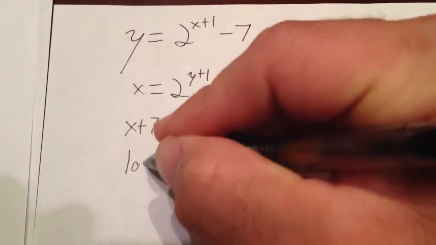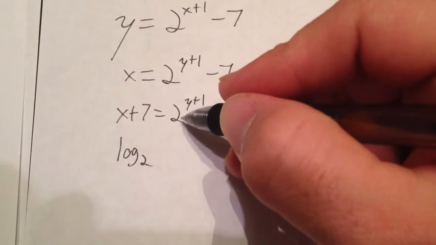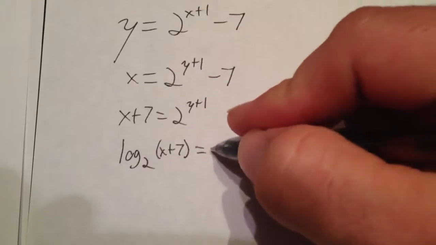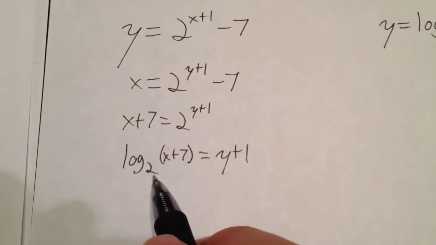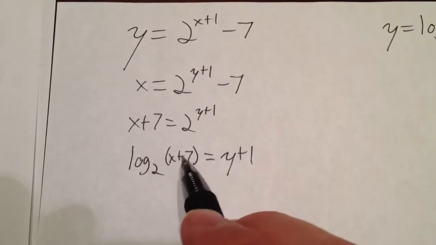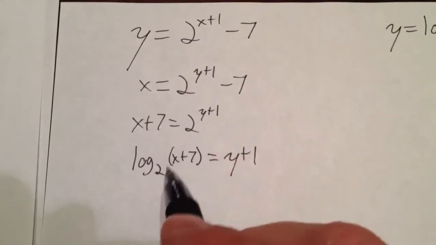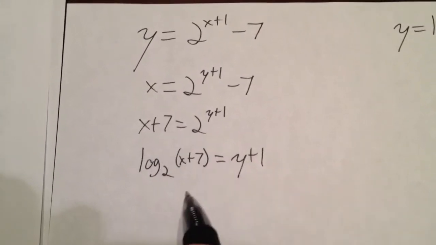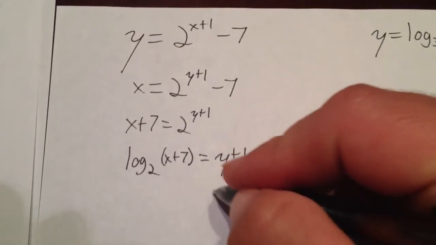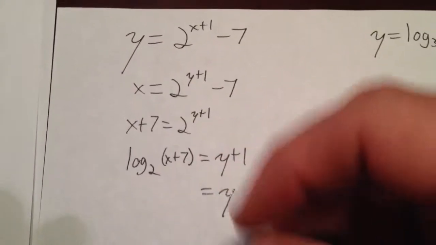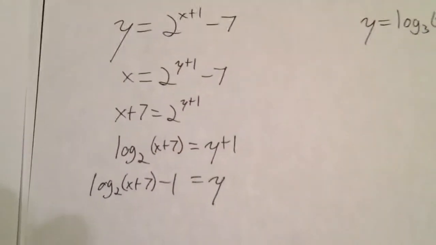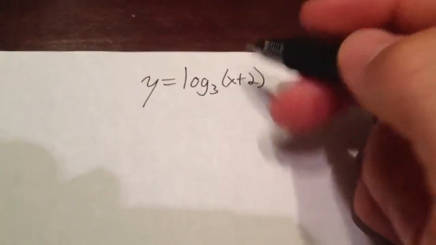So I want to say the log base 2, because that's the base here, of x plus 7 equals y plus 1. This base raised to this exponent equals this. Isn't that exactly what that says? Yes, it is. 2 to the y plus 1 equals x plus 7. It's right there. So just using our definition, then we can get y by itself by subtracting the 1 over. And so now here is our inverse.